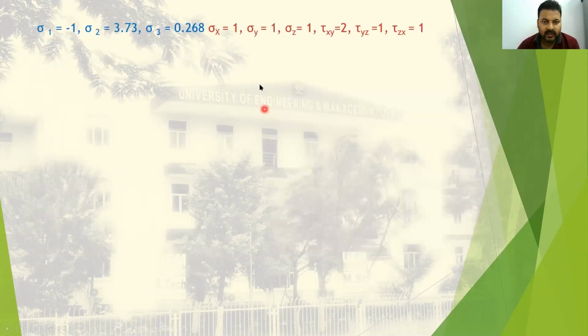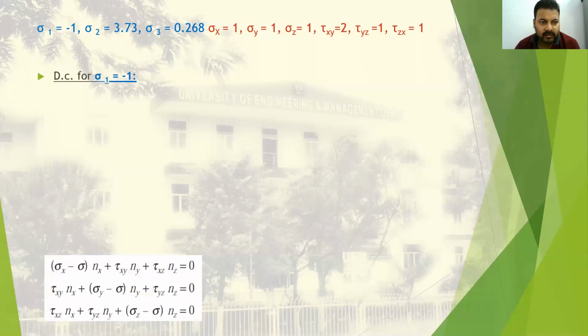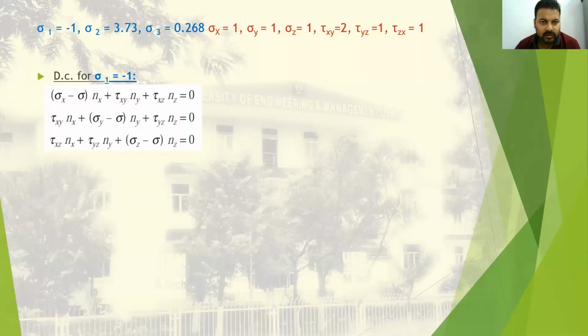For that, first of all, we need to summarize all the results. So till now, sigma 1, sigma 2, and sigma 3 are like this, and the rest of the results are like this. So let's start finding the principal plane along the direction of the principal stress sigma 1. For the direction cosine for sigma 1, we have to go through the equation that we derived in the last class.